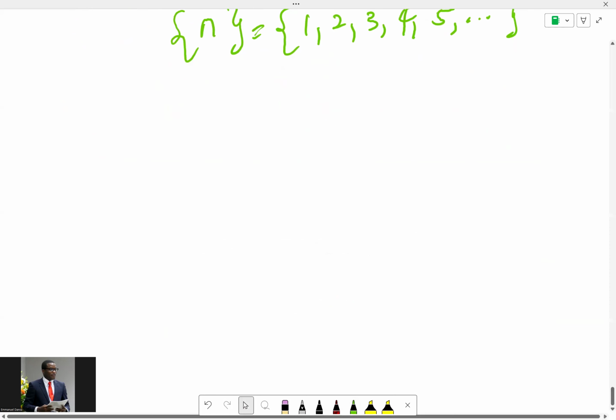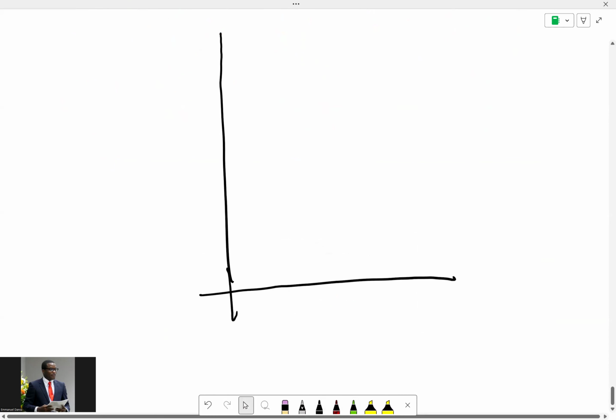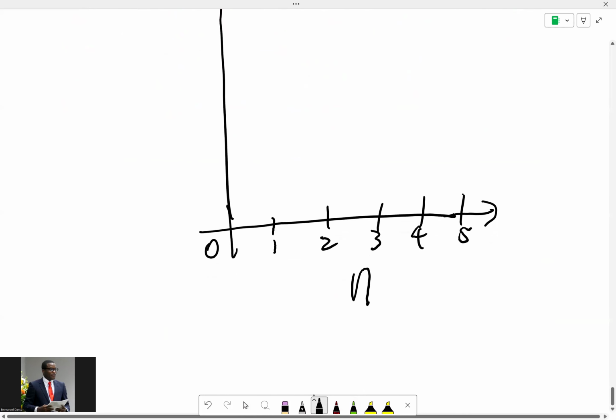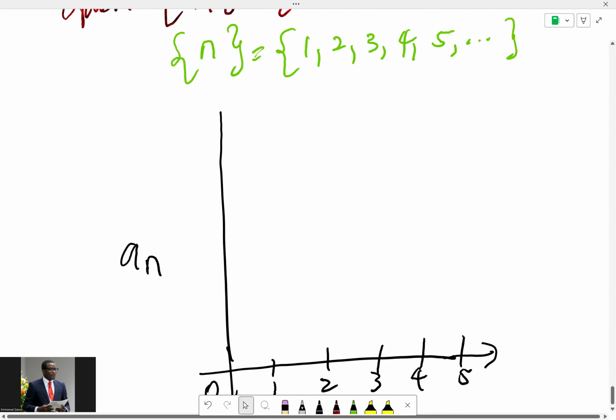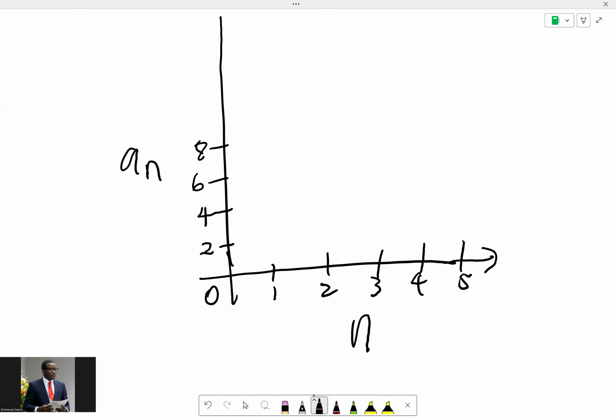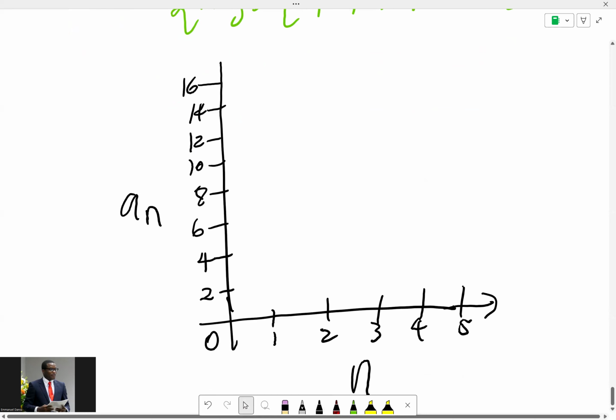Okay, so we can now plot the graph. Here we have 5 terms. So we can say 1, 2, 3, 4, and 5. And this is the origin. And then, of course, this is n here, and this is an. So on this axis, we have up to 16. So we can just do 2, 4, 6, 8, 10, 12, 14, and 16. Now we can just stop there.